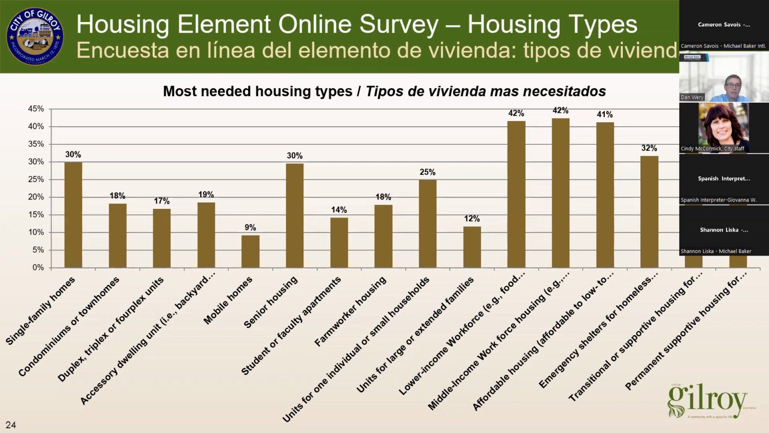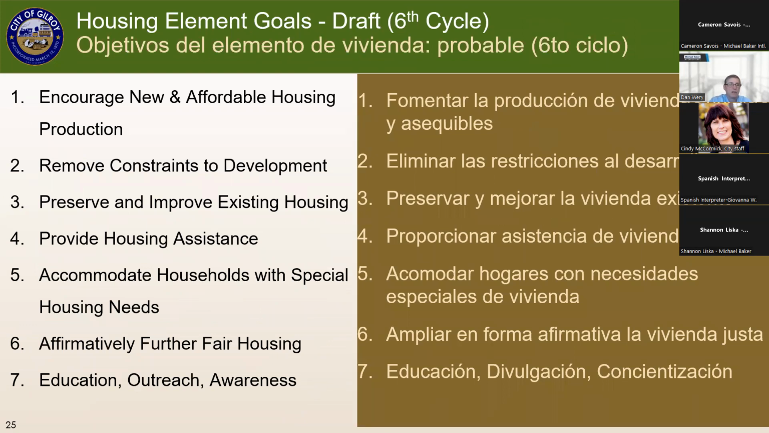So with that, we want to talk about the housing goals here. This is kind of shorthand, but again, there's 6 or 7 main ones, so we modified these a little bit. One is encourage new and affordable housing production. So we kind of combined 2 existing goals from the current housing element. Remove constraints in development. That's kind of the new one here. So there's just a specific target on constraints.